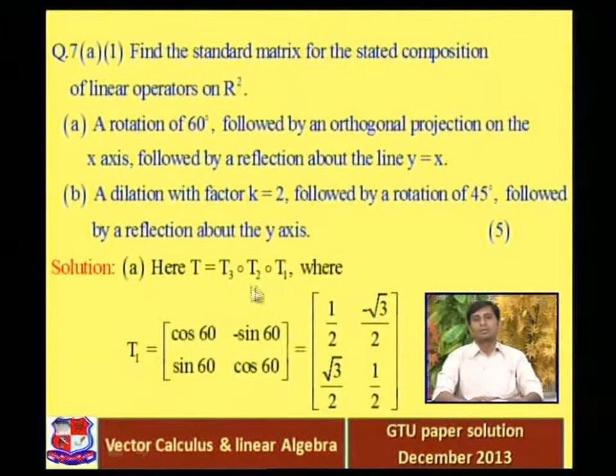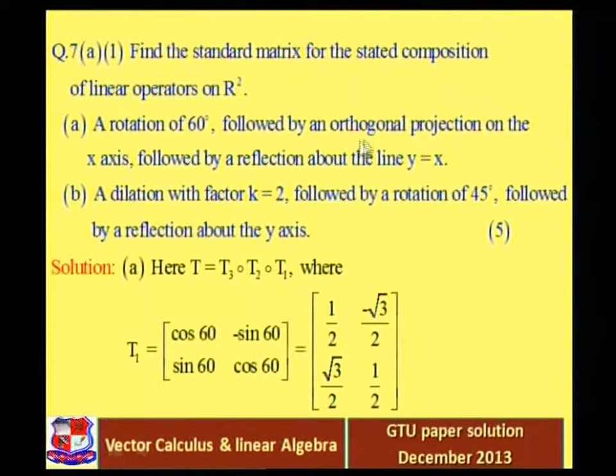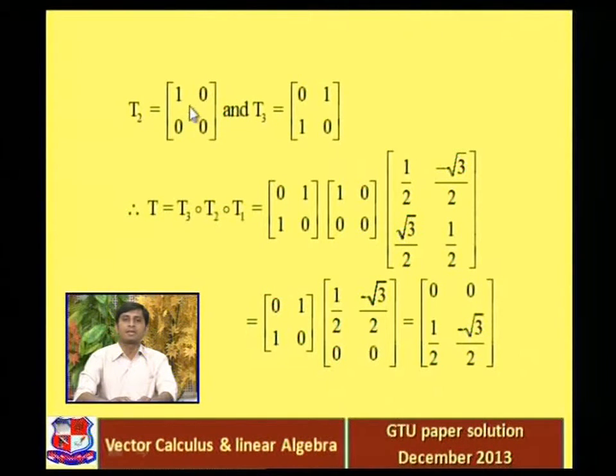Then T2, which I explained here. What is T2? The orthogonal projection on the x-axis, right? And this is the standard matrix for the orthogonal projection on the x-axis of the vector xy. So we know that T2 of xy is equal to x0. So x0 can be written with this standard matrix, 1 0 0 0. So this standard matrix is coming from that one, right?